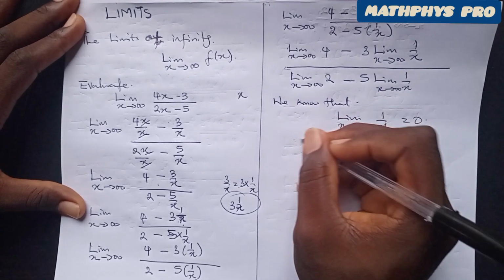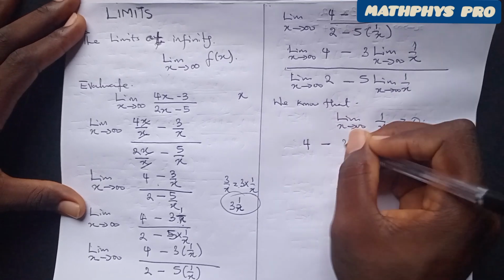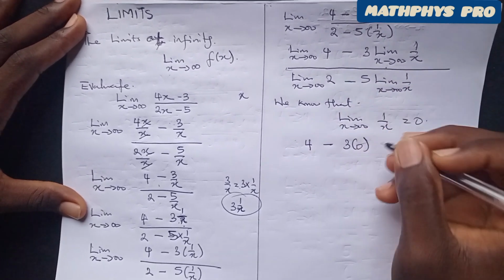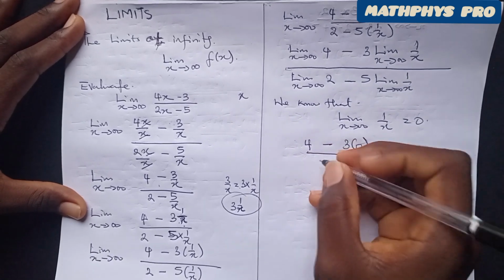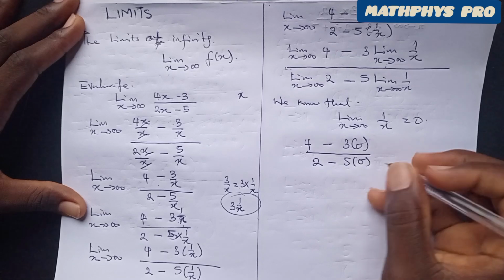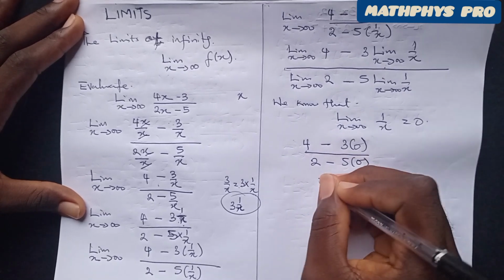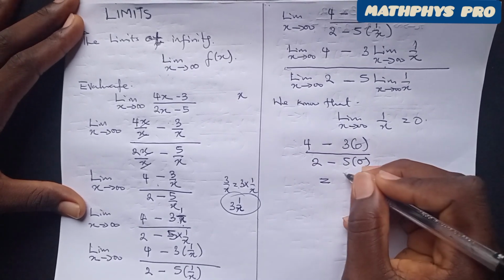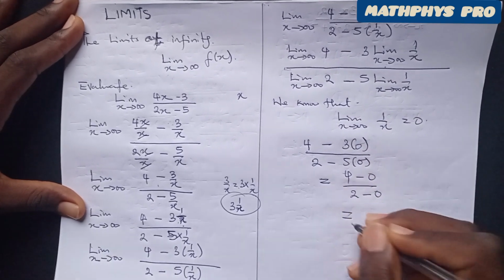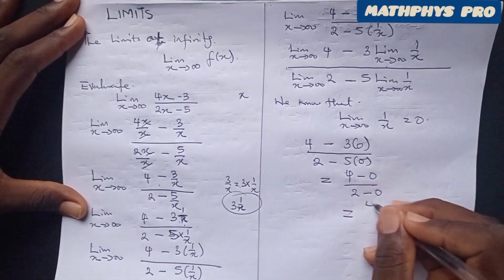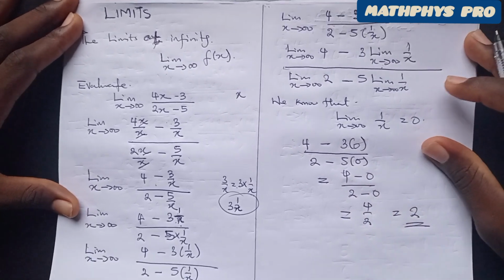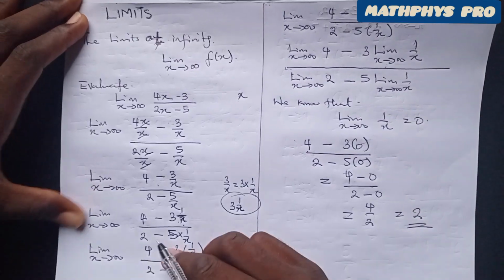So we have 4 minus 3. The limit when x tends to infinity of 1 over x equals 0, so substitute it with 0, divided by 2 minus 5 times 0. So this is equal to 4 minus 0 over 2 minus 0, which is 4 over 2, which is equal to 2. So this is our answer. Now let's try another example.